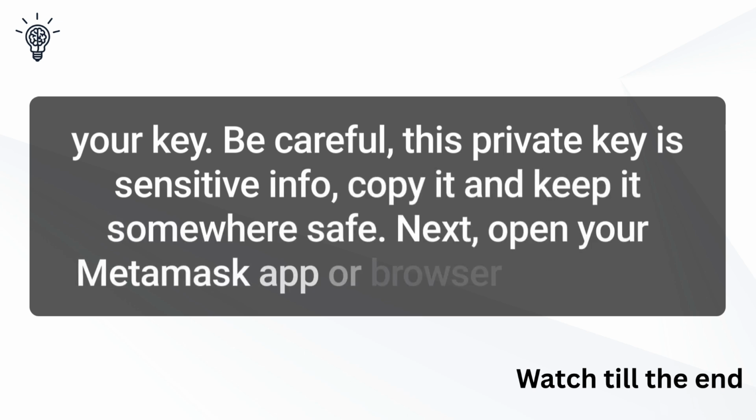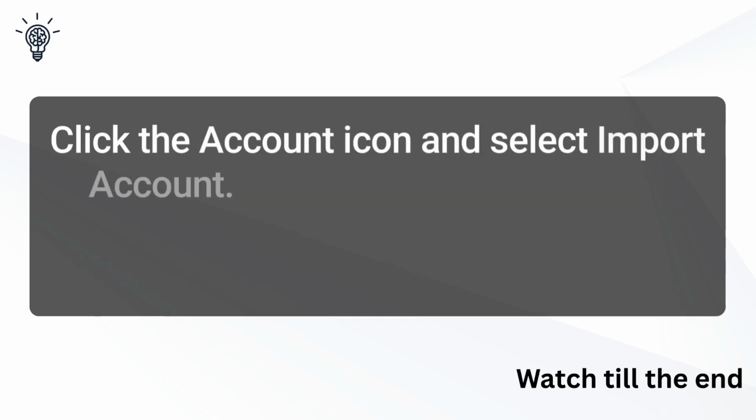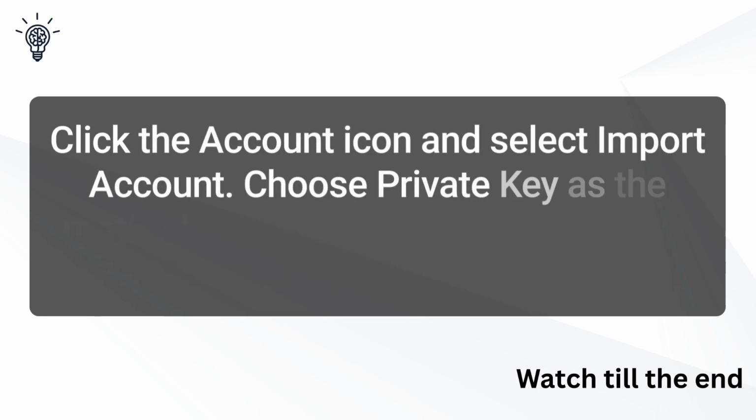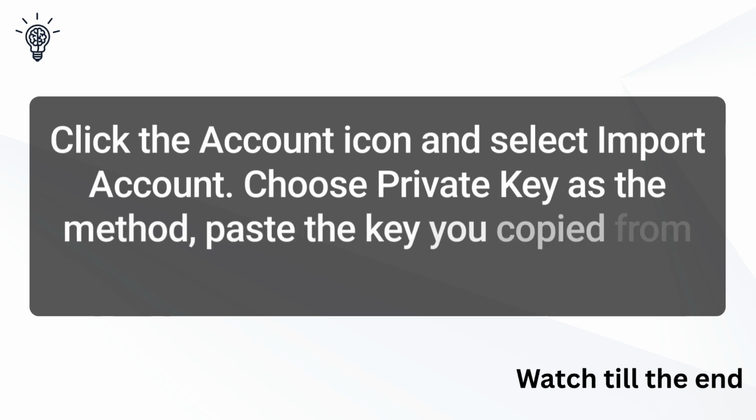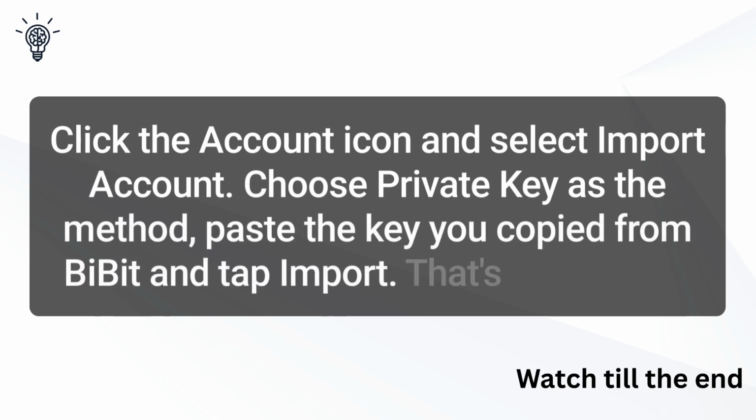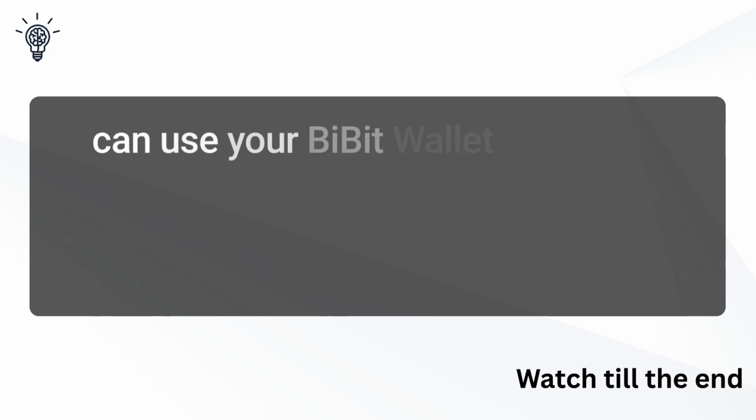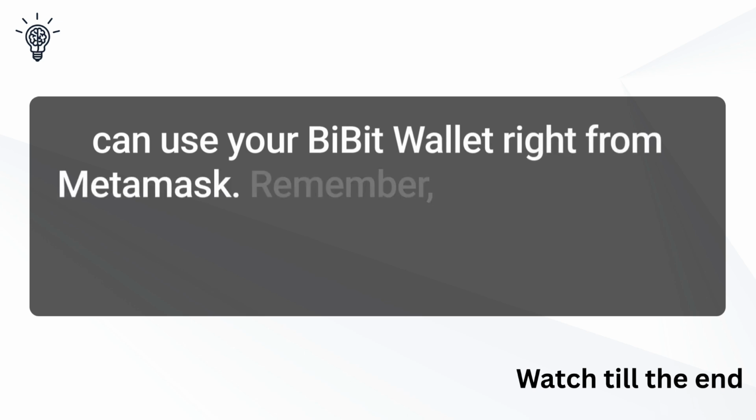Next, open your MetaMask app or browser extension. Click the account icon and select Import Account. Choose Private Key as the method, paste the key you copied from Bybit, and tap Import. That's it. Now you can use your Bybit wallet right from MetaMask.